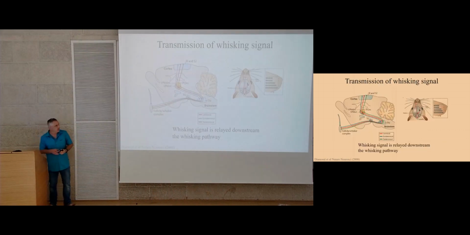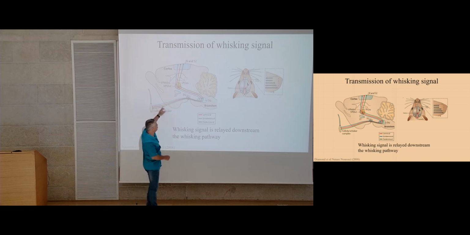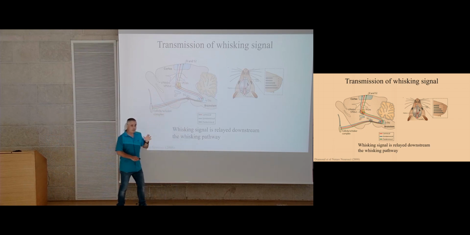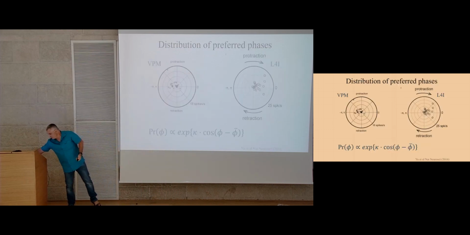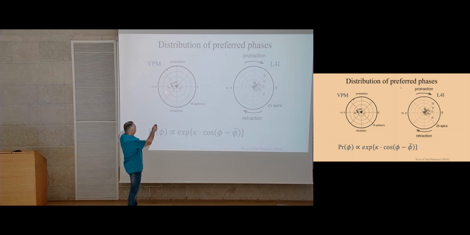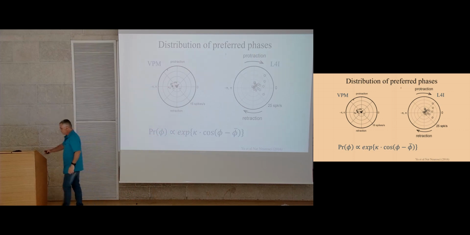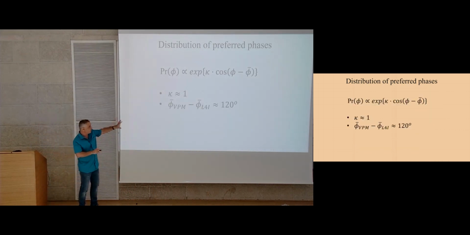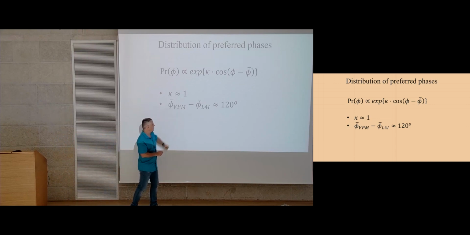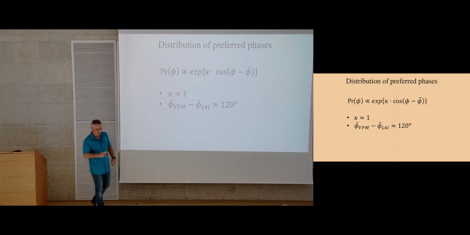Okay, so this whisking signal is transmitted downstream to brainstem, thalamus, and cortex. And throughout this pathway, we want to find whisking neurons with preferred phases that are widely distributed on the ring. So if you try to fit some sort of a von Mises distribution, you see that this kappa is around one, so zero would be a uniform distribution. But this kappa in this case is around one. And they distribute around a mean phase that depends on the specific brain region. So typically kappa is around one. Some claim that it's lower, and the mean phases in different regions differ according to the specific brain region.